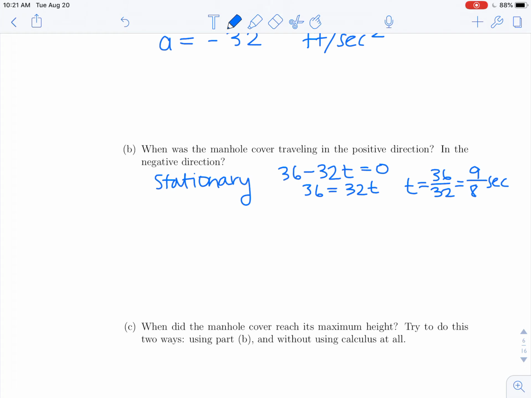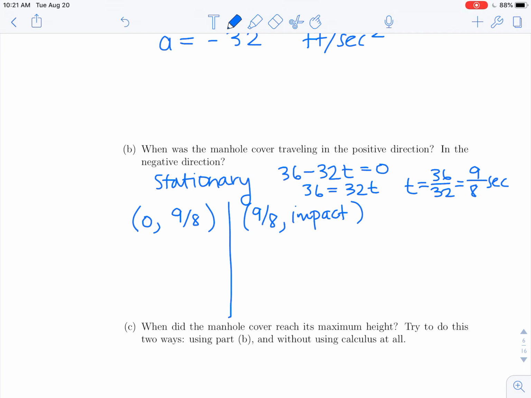And so we can make a chart. So 0 to 9/8, because again, we only care about positive, or maybe you could make a case for 0, times. We don't care about negative times. And then 9/8 to, I'm going to be a little cagey here and put impact.